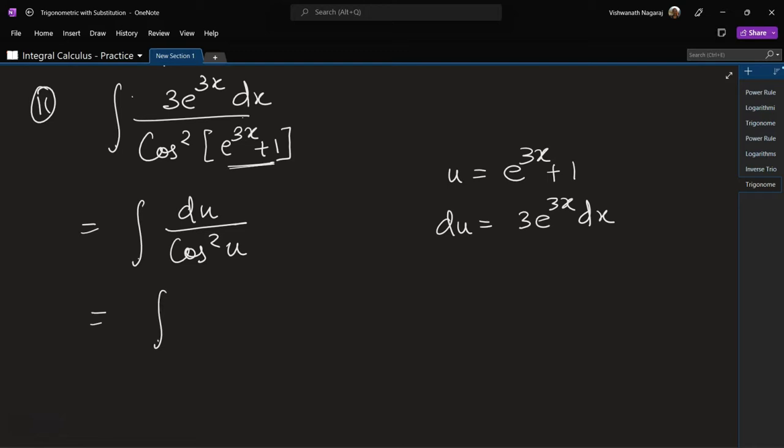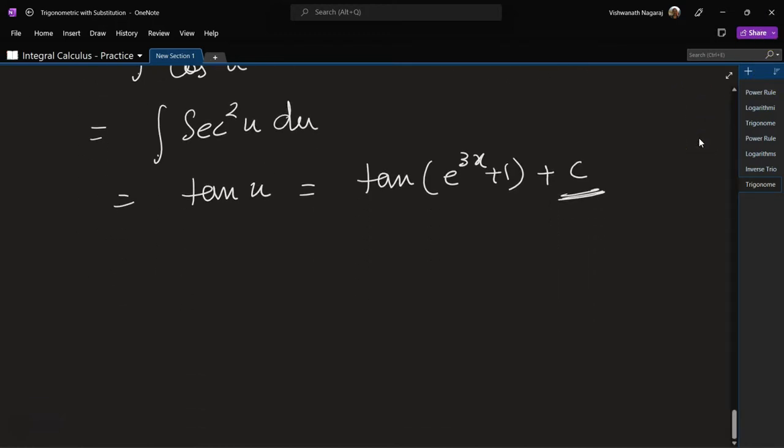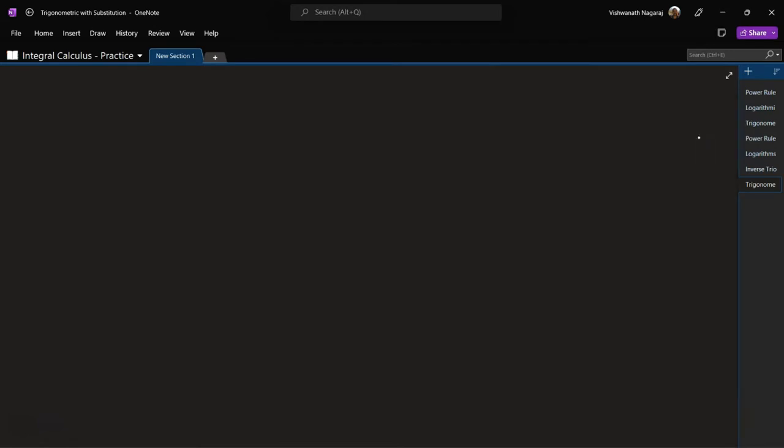Okay. Now, if we do the substitutions, we get integral of du by cos square u, which is integral of 1 by cos square u, which is sec square u du, which is tan u, which would become tan of e to the power of 3x plus 1 plus c. Okay, in every problem I'm adding this constant of integration to the last step. Okay, 12th one.